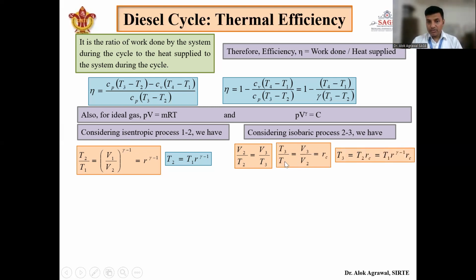Now T3 can be written as T2 rc, and this T2 from here can be written as T1 r to the power gamma minus 1. So ultimately we can write this T3 as T1 r to the power gamma minus 1 into rc.